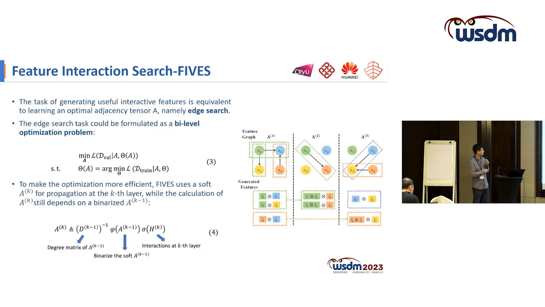Just now I said the task of generating useful feature interactions is equivalent to learning an optimal adjacency matrix. So they try to solve a problem called edge searching. Now they have two sets of parameters. The first set is the original parameters of the neural network. The other set of parameters is the adjacency matrix. These two sets of parameters are optimized in a bi-level optimization way. Again, because this adjacency matrix search is a 0-1 binary search, it is not differentiable. So they relax this constraint to a softer version to make the problem differentiable.